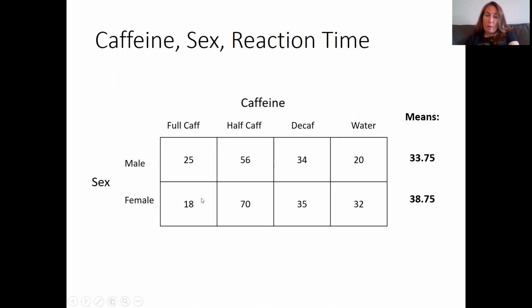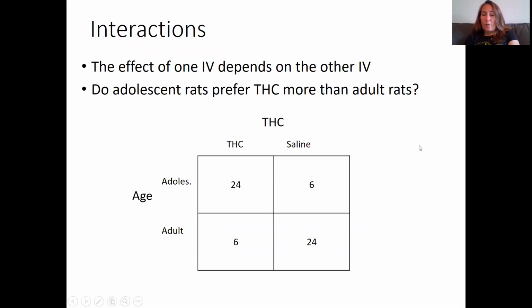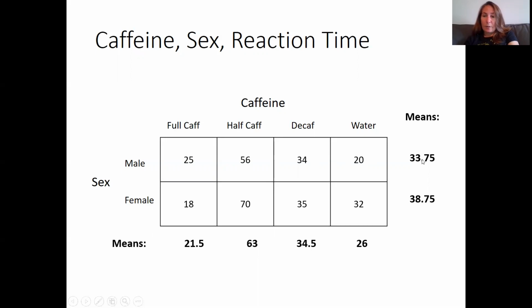Then we're gonna go over here to the females and we're gonna do 18 plus 70 plus 35 plus 32. We're gonna add these up and divide by 4, and here is your mean for the females. So this is your main effect for sex here. We have 33.75 for males and 38.75 for females. We would run statistical analysis on this and see if there's anything different between these, and that would tell us whether there was or was not a main effect of sex.